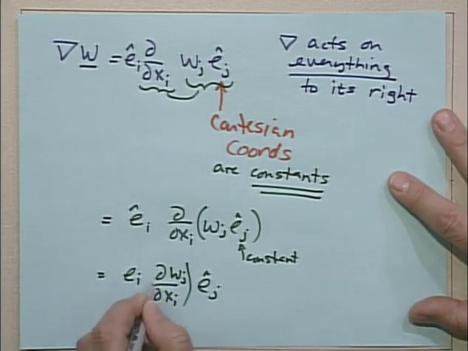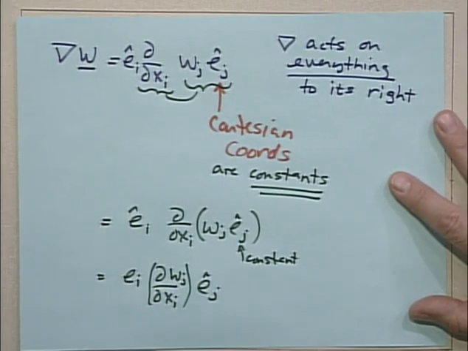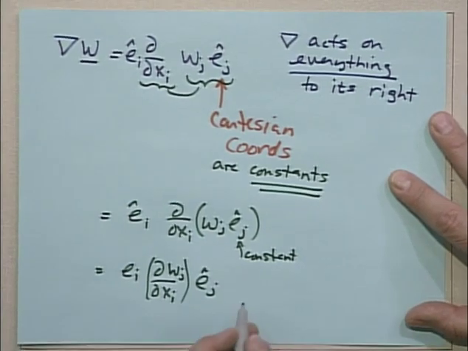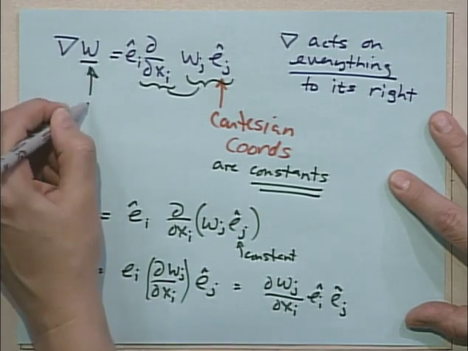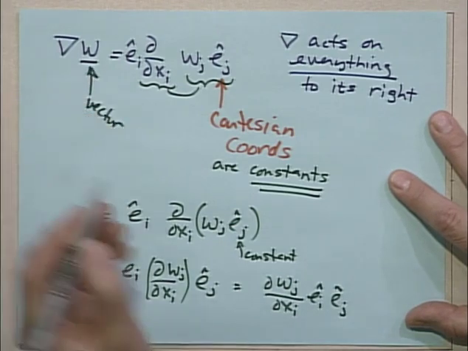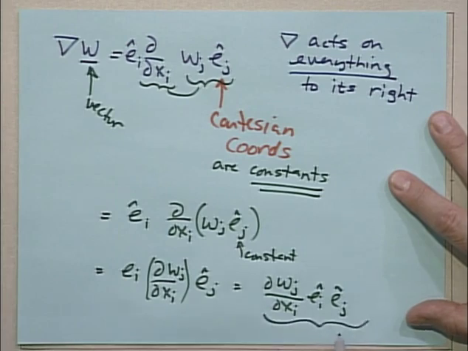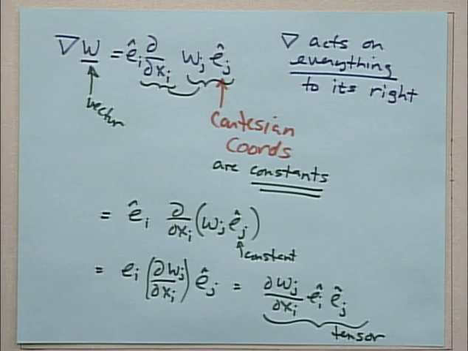So now I've taken it out of the derivative. It's not being acted on by that derivative anymore. And so it's equal to dwj/dxi ei ej. W was a vector, and del W is a tensor. The order increased by 1.